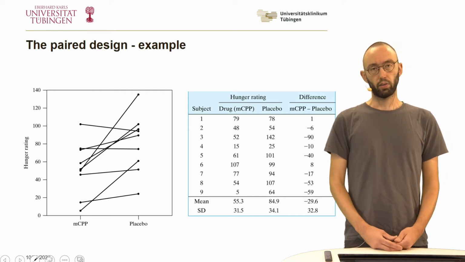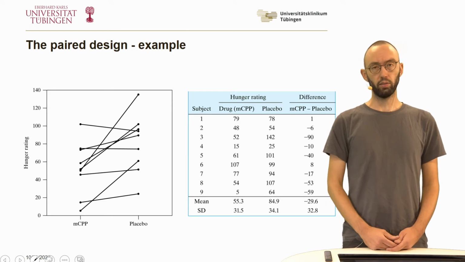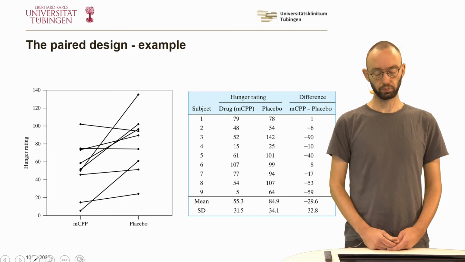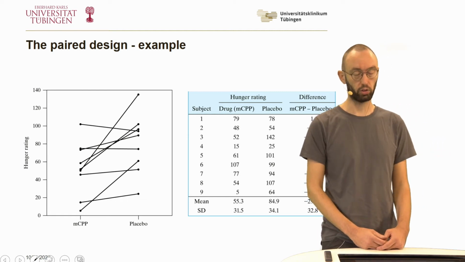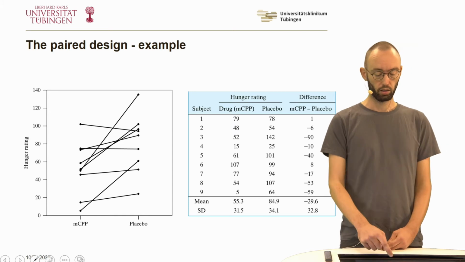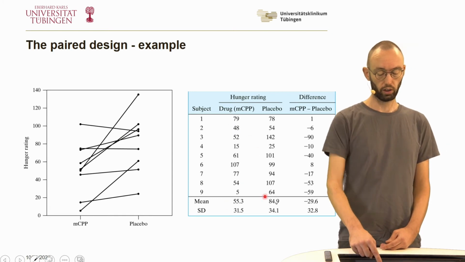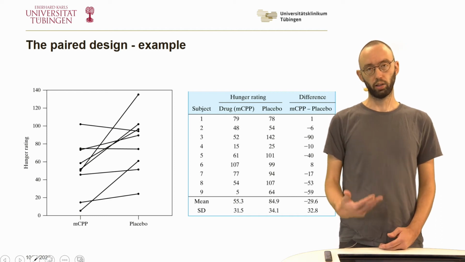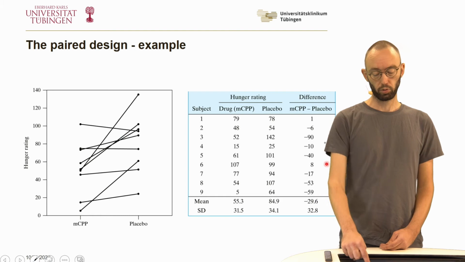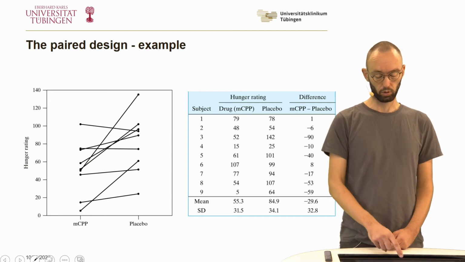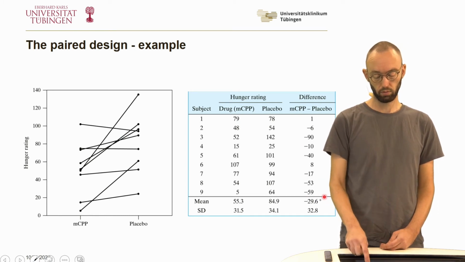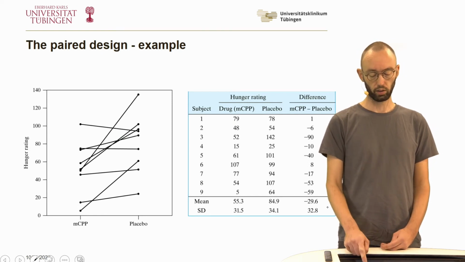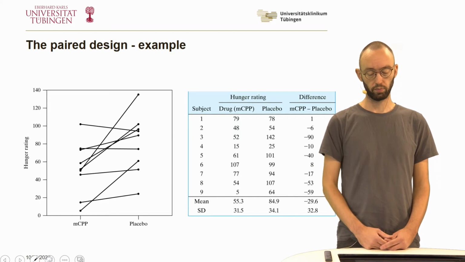How do we analyze such data? In such data, we are mainly interested in looking at the difference between the two conditions. So the hunger rating here is given on a numerical scale, and you can see the values here. What's interesting for the paired testing scenario is the difference between the two conditions. We observe that the mean difference here is minus 29.6 with a standard deviation of 30.8.